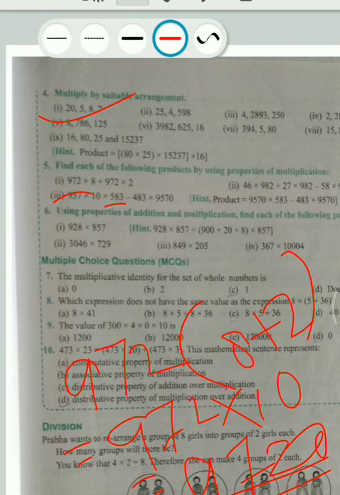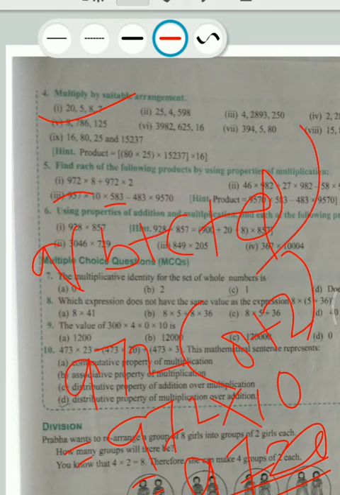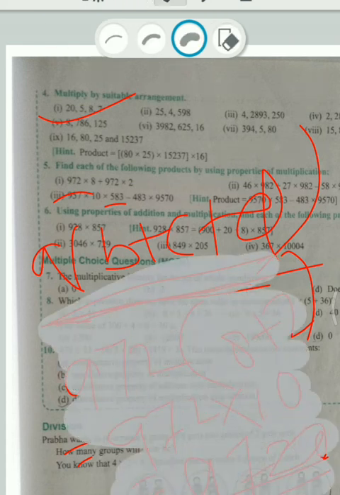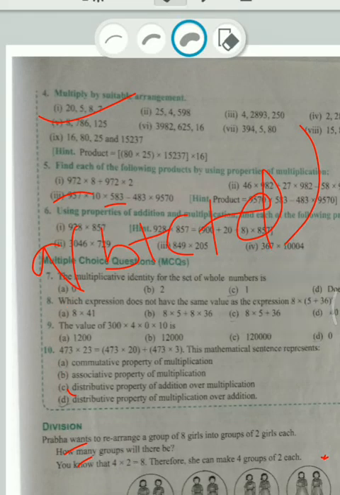Look at your question number 6, part 1: 928 into 857. Now we can break down 928. It will become 900 plus 20 plus 8. That means, as I told you, A into B plus C plus D. If it is more than three digits, then also there is no problem. You can convert it in that format, then you can go for it. Then you will do it easily. There is nothing to worry about.